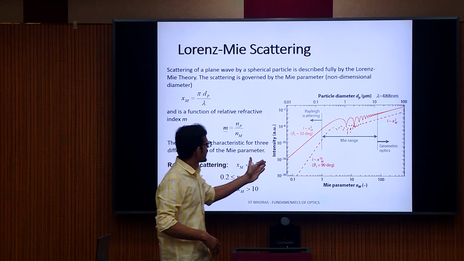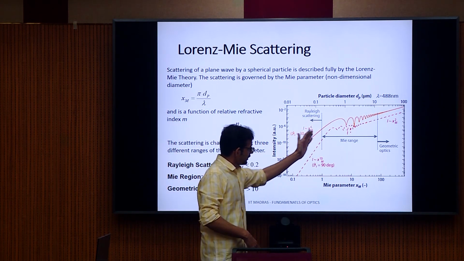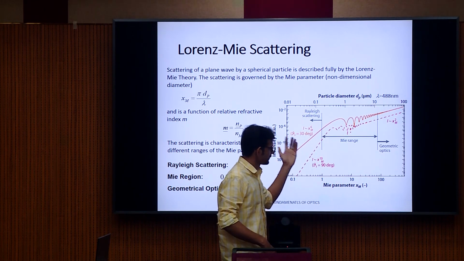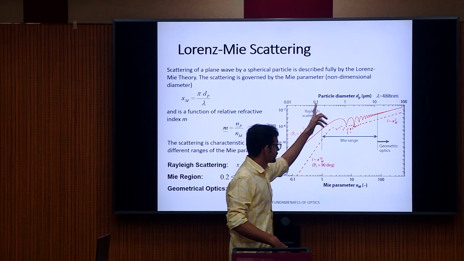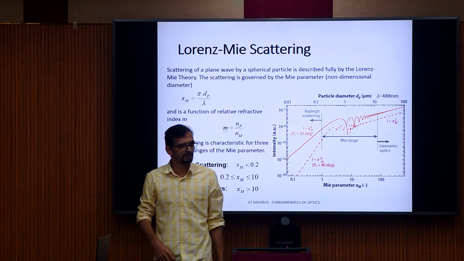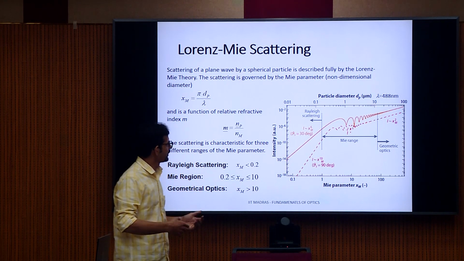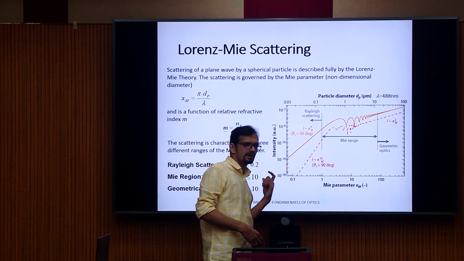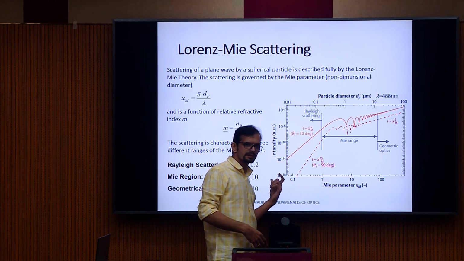And you can see the intensity from the scattered particle as a function of particle diameter, also as a function of the particle m parameter. So we have to really understand what the particle size looks like. Accordingly, we have to select the desired theory. This is very important.